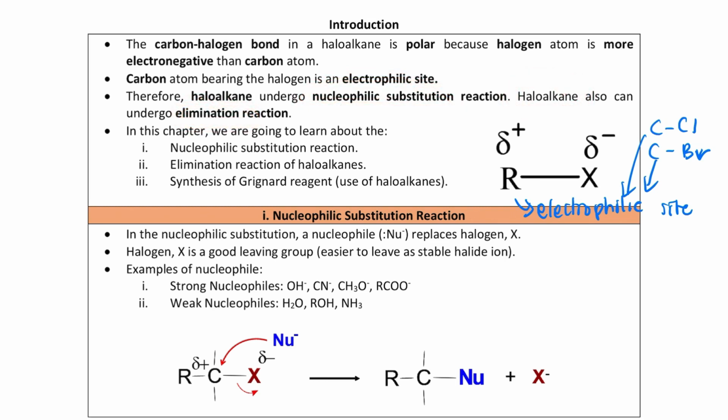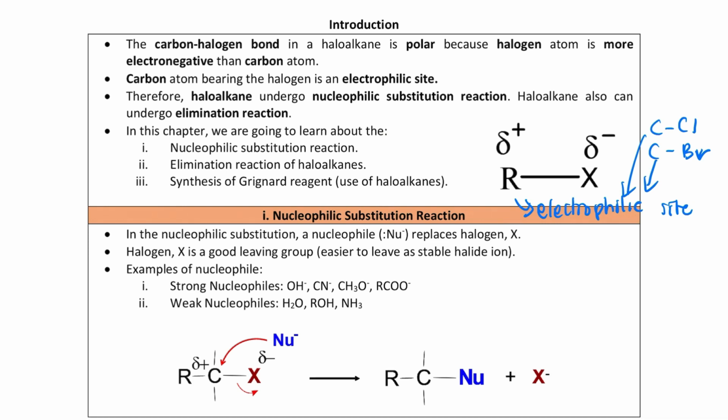Tapi other than nucleophilic substitution reaction, haloalkane can also undergo elimination reaction. Okay, elimination reaction means ada yang hilang lah. Contoh HBr ke yang akan keluar. Okay, so dia akan form double bond. Right, so in this chapter we are going to learn about nucleophilic substitution reaction. Yes, okay, and then elimination reaction. Okay, synthesis of Grignard in another video lah. Okay, so in this video, focus on these 2 reaction only.